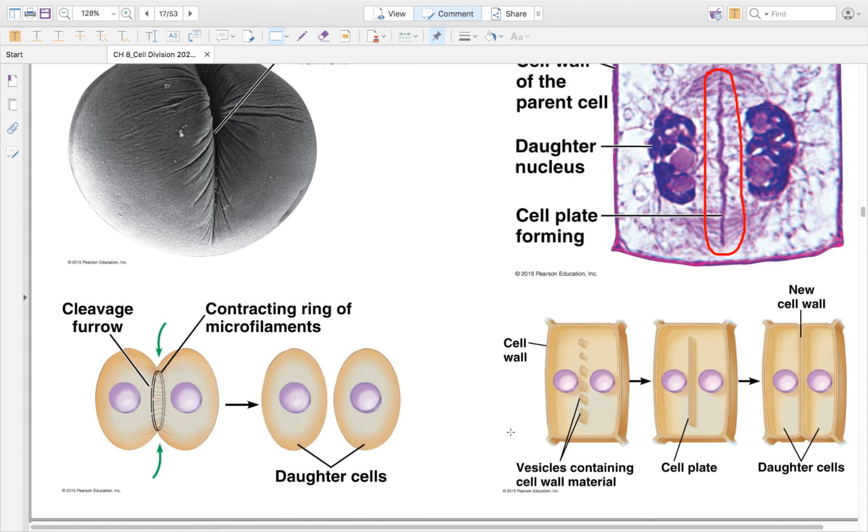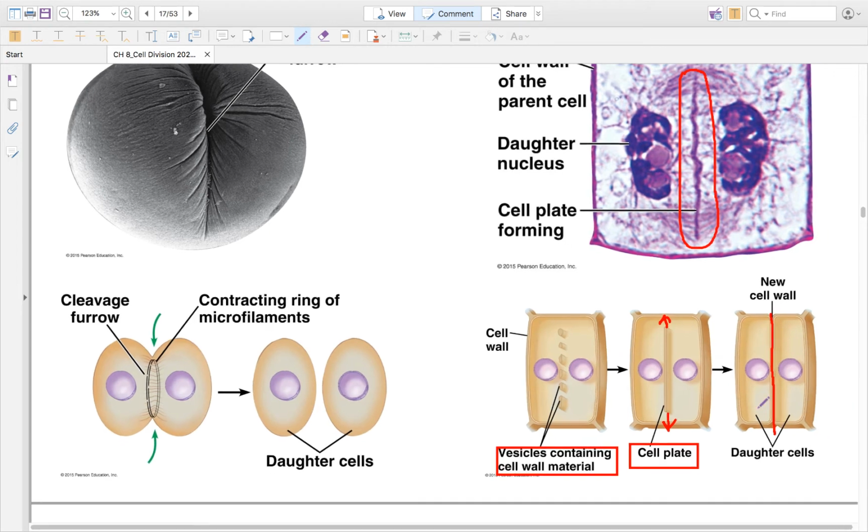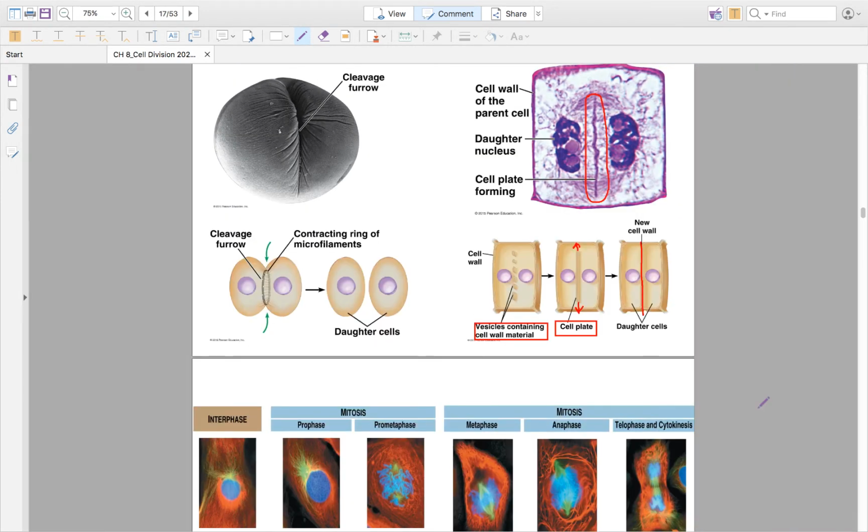All right, so this is all made of cellulose. It's a cell wall. So we need these vesicles to drop off this material to make the cell wall. Okay, so we have these little fragments of the cell wall, and they'll fuse into a plate temporarily until they keep growing. Okay, they'll grow this way and this way until we have a completely new cell wall and two genetically identical daughter cells. And that is mitosis.